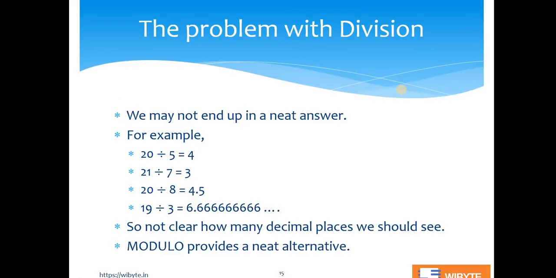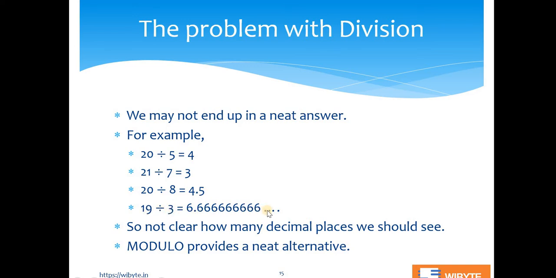The problem really is that we may not end up with a neat answer. For example, if 20 and 5 are the two numbers, 20 divided by 5 is 4, that's fine. 20 divided by 7 is also okay. But 20 divided by 8 is 4.5. 19 divided by 3 is 6.6666, in fact an endless fraction.